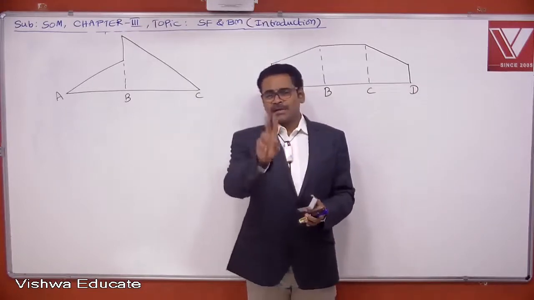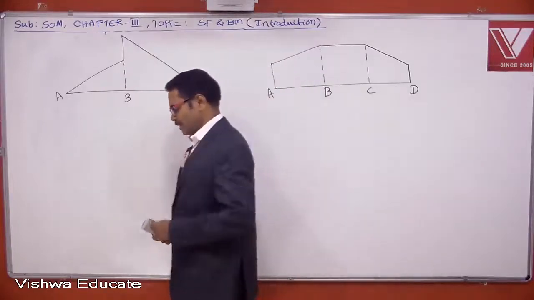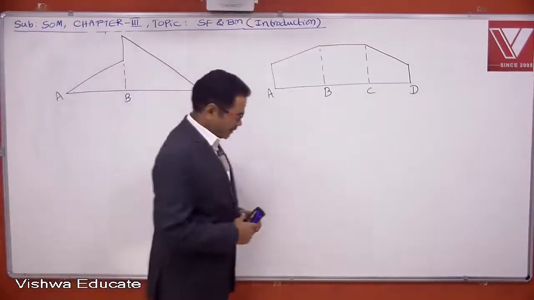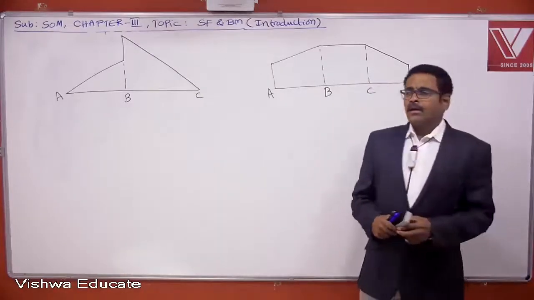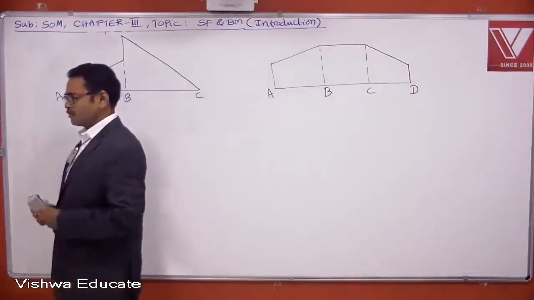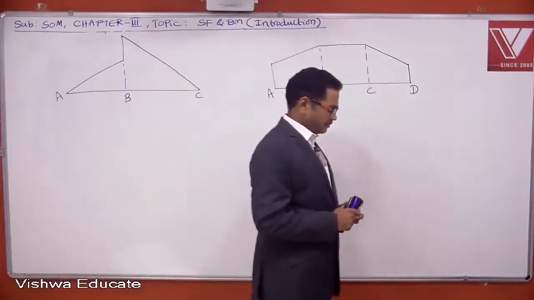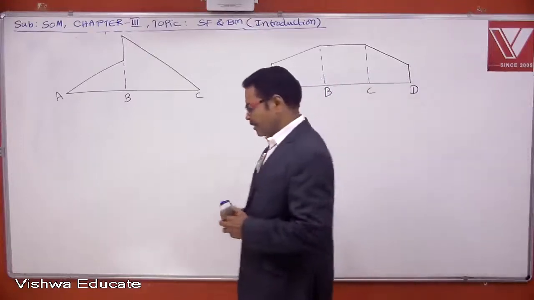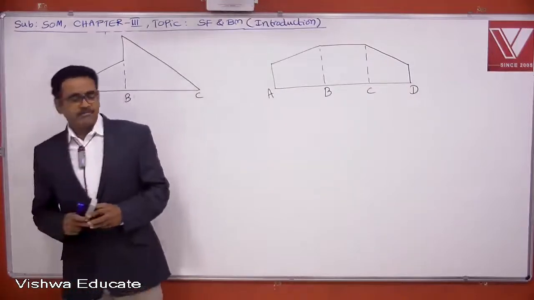So here I want to dictate 2 points. Please write those 2 points. First, critical point. Critical point. It is the point about which bending moment is maximum.